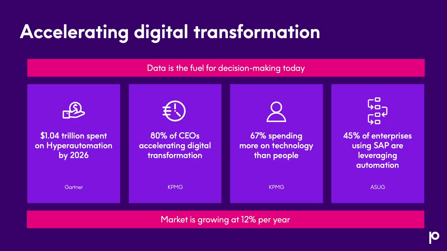And also in that same time frame, ASUG went out and they surveyed SAP-run companies. And what they found was that only about 45% of them, so less than half, are actually leveraging automation in a meaningful way. So there's a lot of room here to grow, especially in the SAP space.